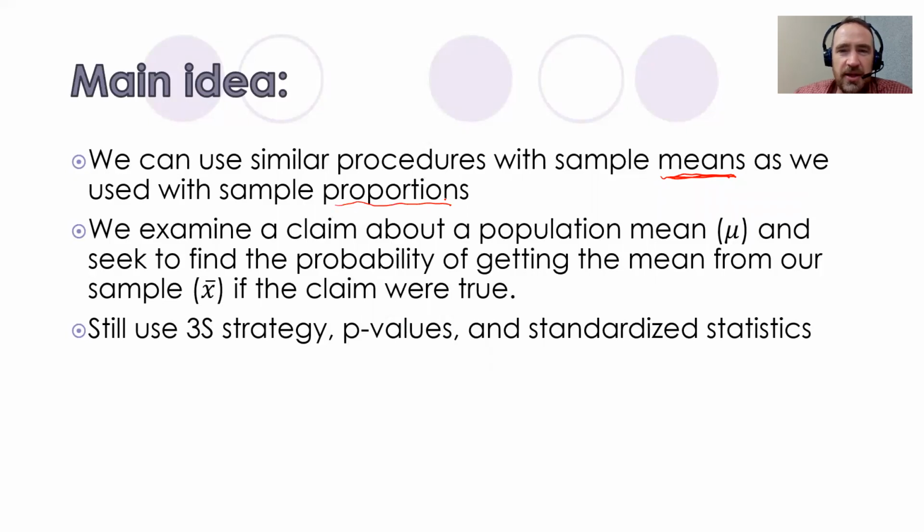We can examine a claim about a population mean, and we use this Greek letter to represent the population mean. Mu is how we pronounce that Greek letter. Recall with proportions, we use the Greek letter pi. Now we're going to be using the Greek letter mu for mean. That's the Greek letter m. So we'll have a hypothesis with a claim about what mu is, and we'll seek to find the probability of getting the mean from our sample, or more extreme, of course, if the claim were true. That's the p-value.